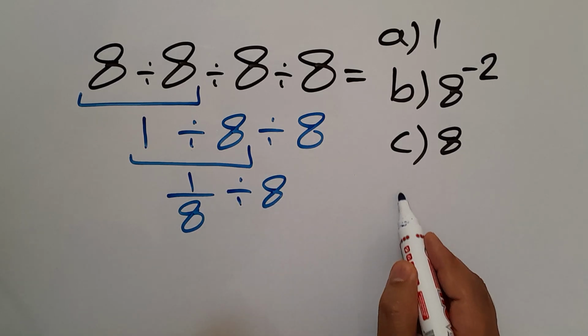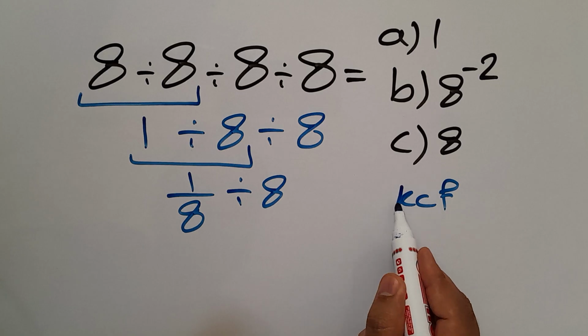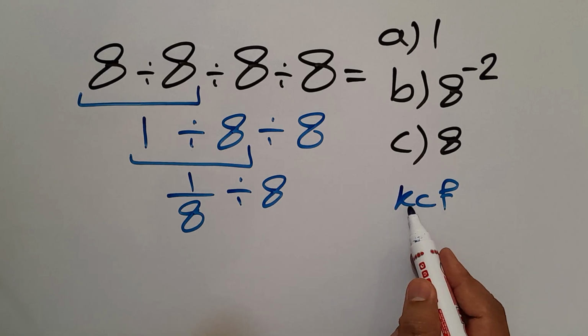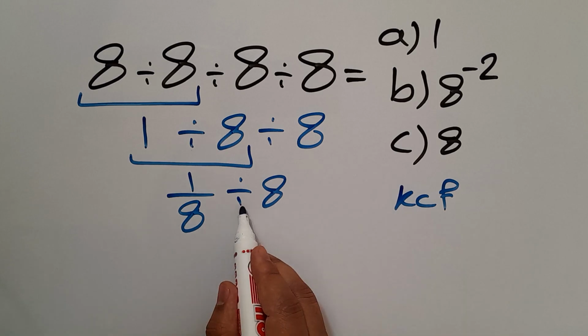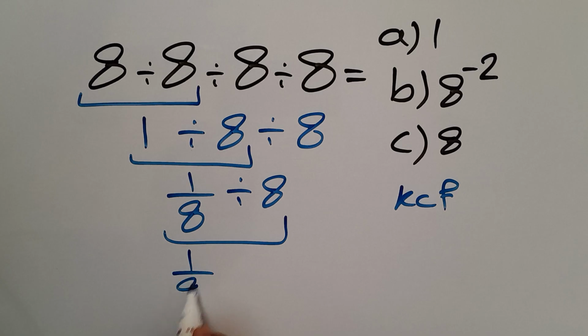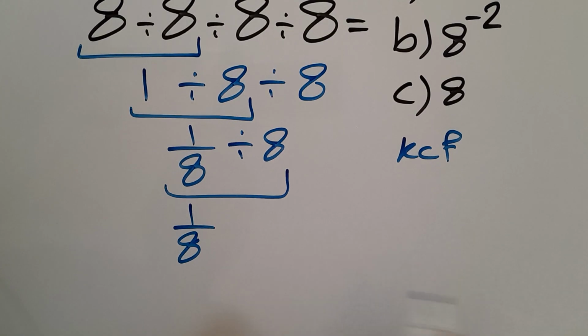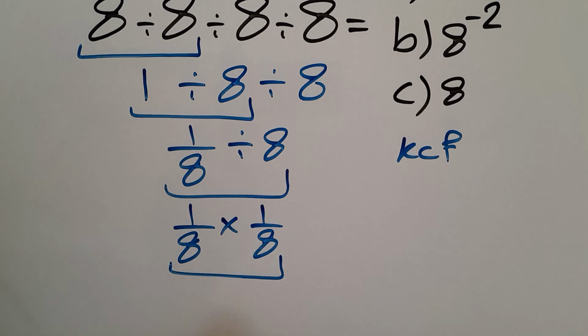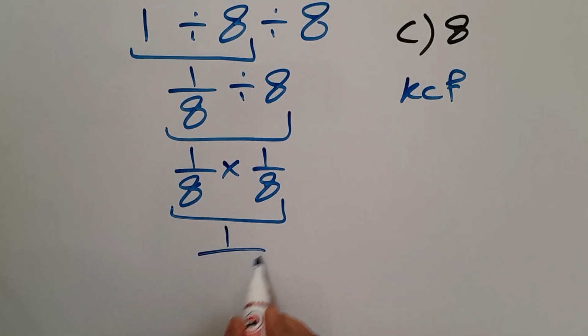Now, according to the KCF rule, K stands for keep, C stands for change, and F stands for flip. Keep the first fraction, change division to multiplication, and flip the second fraction. So we can write 1 over 8 times 1 over 8. And this is equal to 1 over 64. So our final answer to this problem is just 1 over 64.